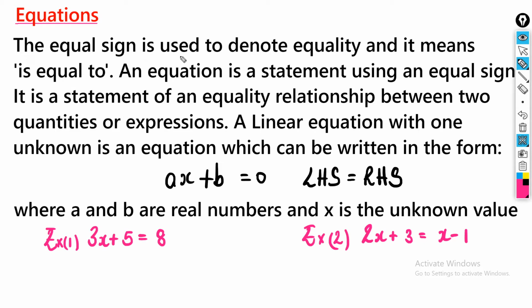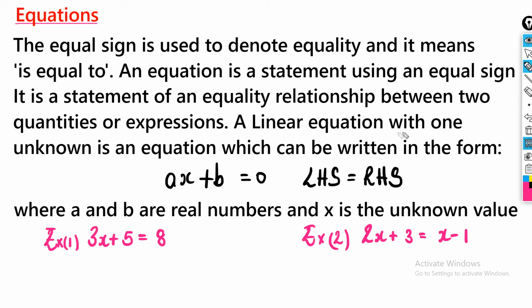Today we're going to be looking at equations. The equal sign is used to denote equality, and it means "is equal to." Everybody should know what the equal sign looks like, that little equal sign that you see there. An equation is a statement using an equal sign, a statement of an equality relationship between two quantities or expressions.